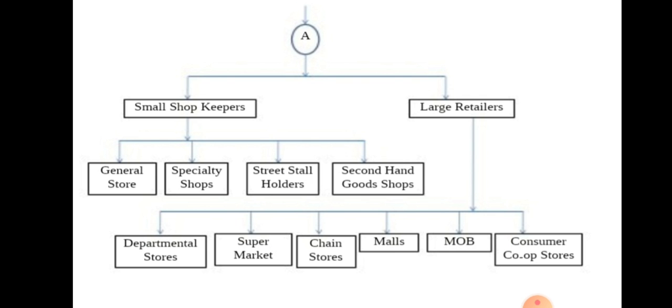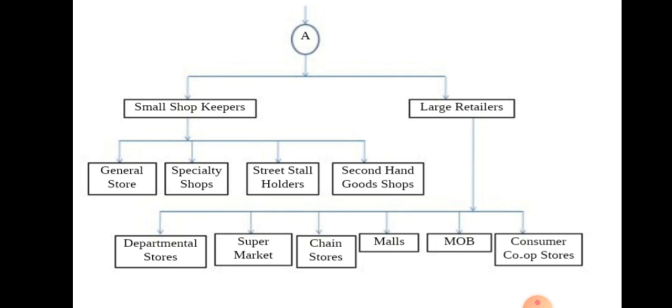Last one is second hand good dealers. These type of retailers deal in second hand goods. What they do, they buy old things, and they again sell them. They deal in goods like old furniture, used clothes, utensils, books. Sometimes when we have to buy books, we go to a shop where they sell second hand books. From there we can get books at a lower price. So that type of retailers are known as second hand good dealers.